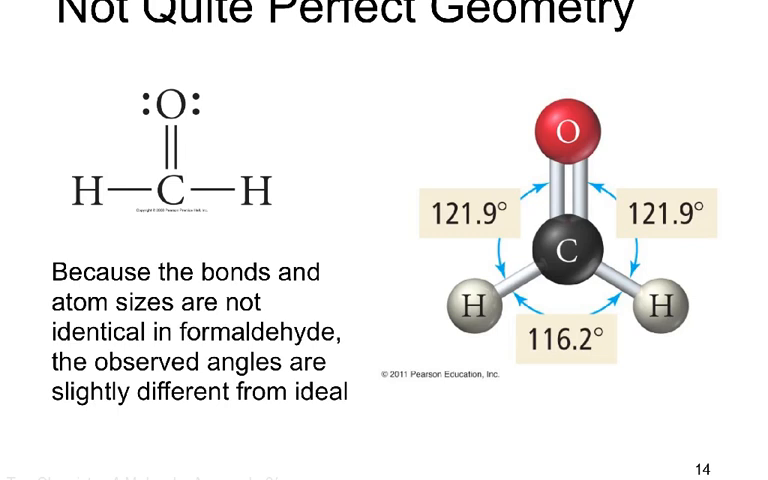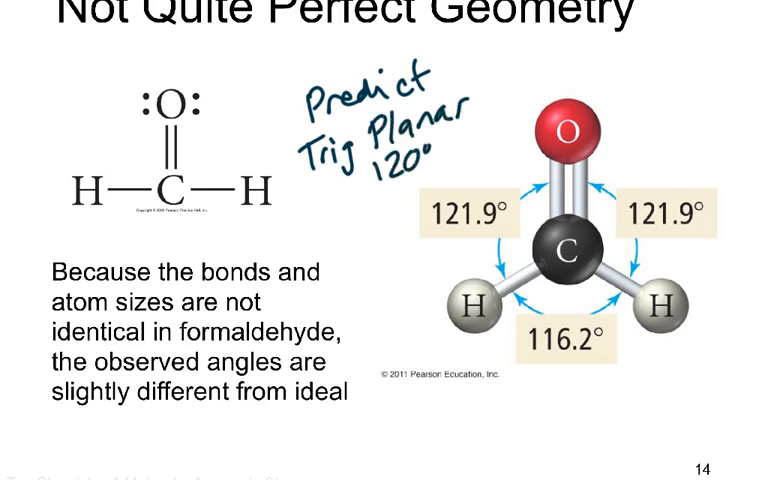So for example, in formaldehyde here, you would predict bond angles. Well, we have 3 groups around our carbon, so you're predicting trigonal planar, which is 120 degrees. But in reality, hydrogen takes up less space than oxygen. So the oxygen here pushes the 2 hydrogens together, and we get a little bit wider bond angle between hydrogen, carbon, oxygen, and a little smaller bond angle, hydrogen, carbon, hydrogen.